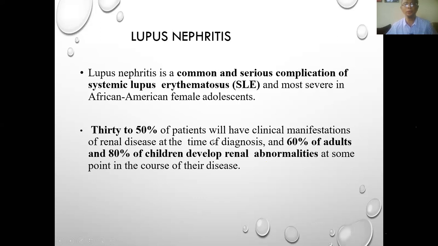30 to 50% of patients will have clinical manifestation of renal disease at the time of diagnosis. And 60% of adults and 80% of children develop renal abnormalities at some point in the course of disease. And it is said, not only the 50%, but most of the patients actually, in SLE, the kidney is usually involved.